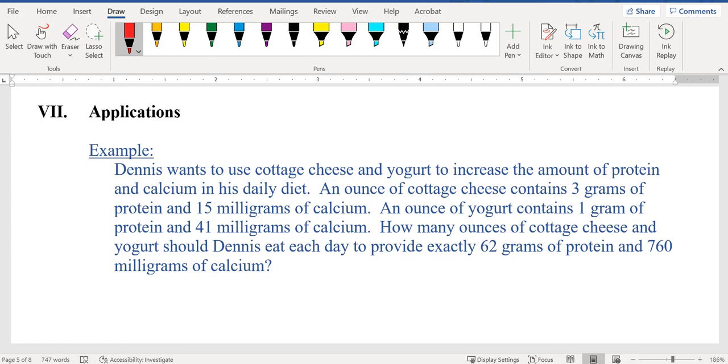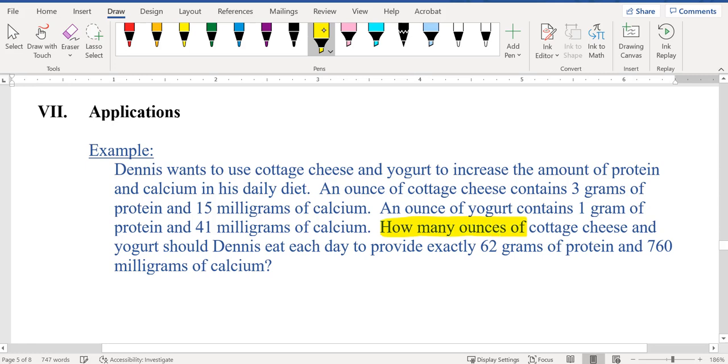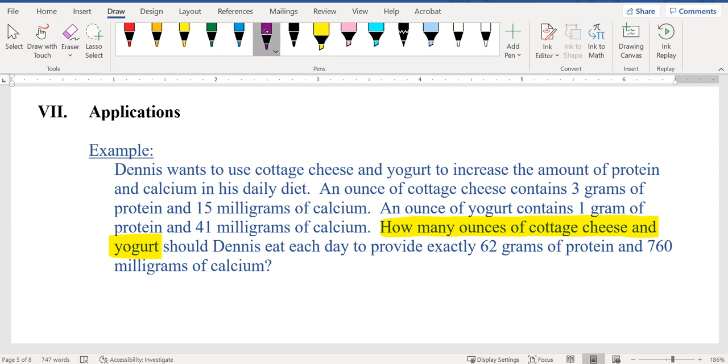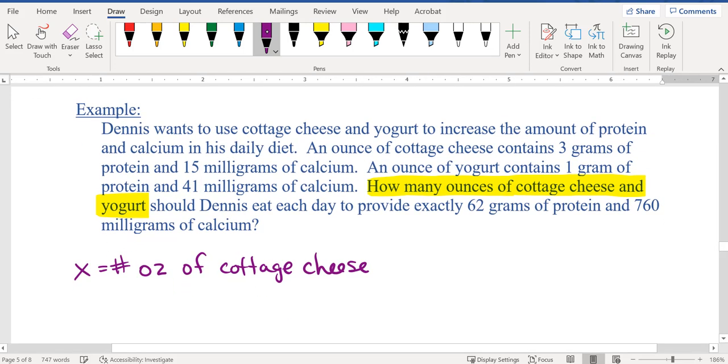I don't know about you, that's a lot of words and my eyes are crossing. Let's read it again and take it slow. First thing I want to go after is, what am I trying to find? How many ounces of cottage cheese and yogurt? So there are my variables. X equals number of ounces of cottage cheese. And let's let Y equal number of ounces of yogurt.